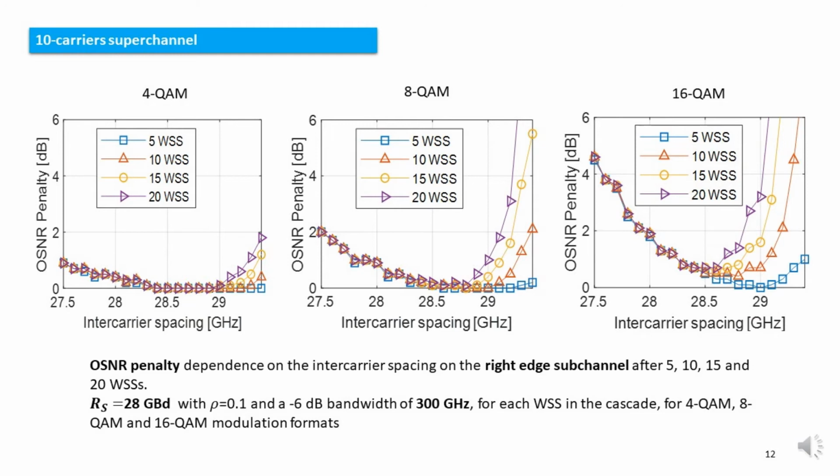Another important aspect is the dependence on the number of WSS. This means that optimum intercarrier spacing depends on the modulation format and on the number of WSS. Of course, these results depend on the WSS bandwidth selected. We choose bandwidth so that penalties are below 1.5 dB in all subchannels.